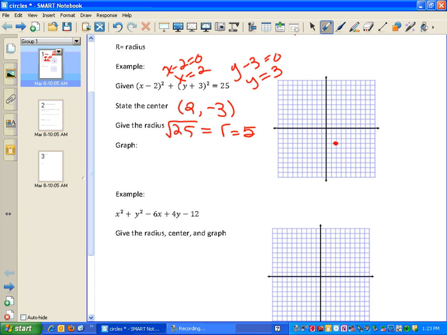Now that means I'm going to go from that point right how many units? 1, 2, 3, 4, 5. And left how many units? And up. And down. There we go. And then that's all you need to do. So then just kind of sketch it in, and there's your circle.